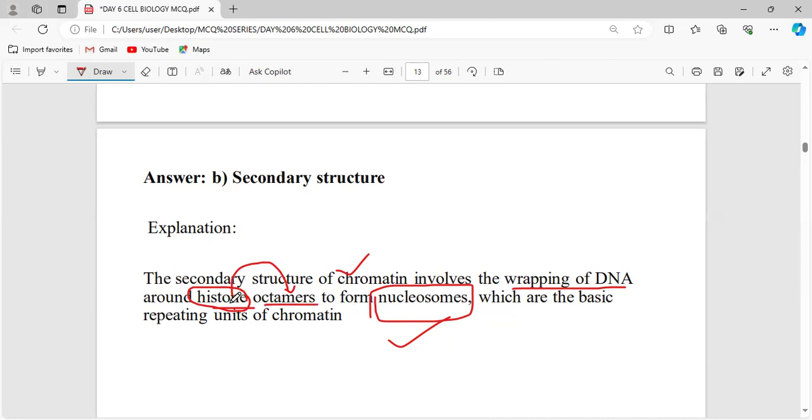When it is wrapping the DNA, it is converting it into nucleosomes. Nucleosome is considered the lowest level of chromatin organization. It is the one that packs the DNA in a stable coiled form.